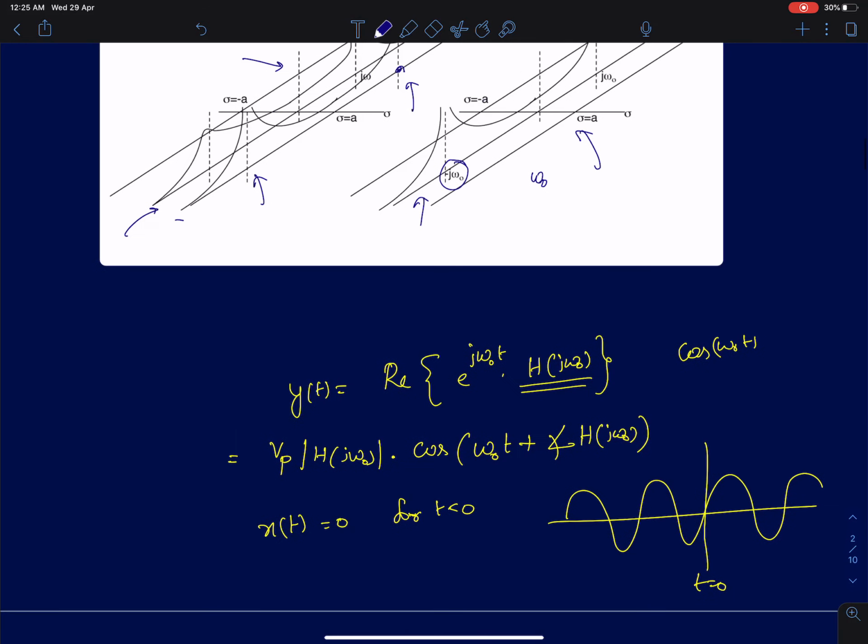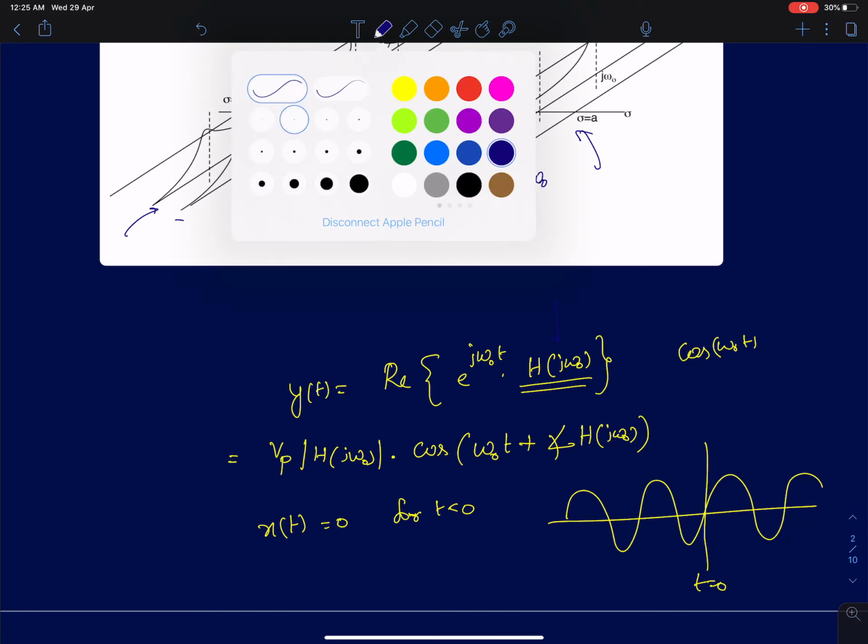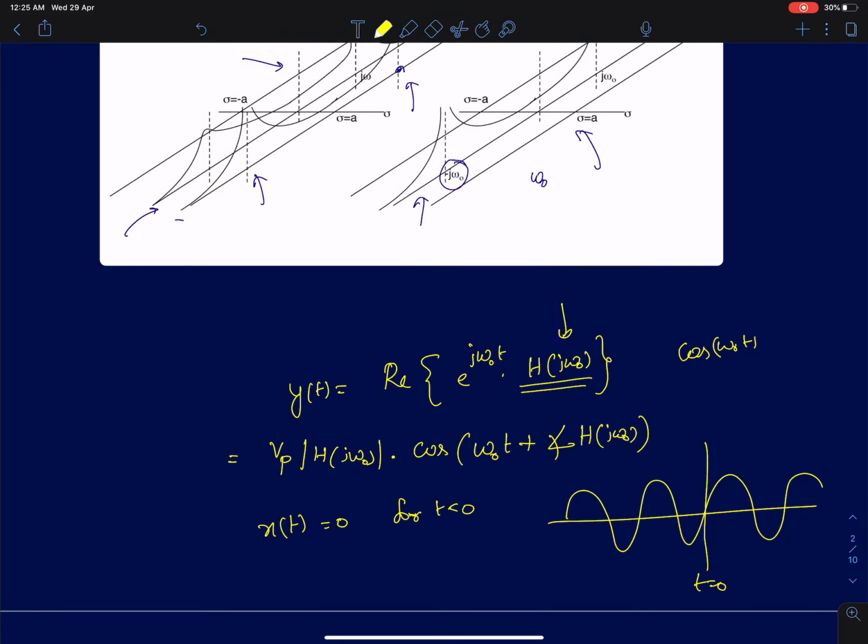So to quickly summarize, we just discussed that if you know the frequency response, H of j omega naught, then you can predict the output for any sinusoid. The amplitude of the sinusoid gets multiplied by the value of the frequency response at that frequency, and the phase also gets added by the phase of the frequency response, measured at that frequency, of course. But there is a small difference here.